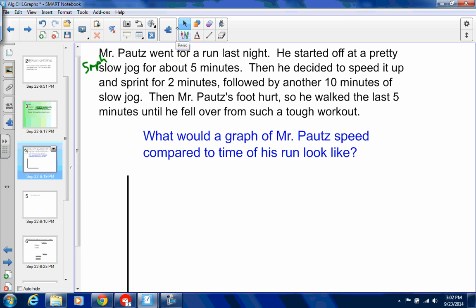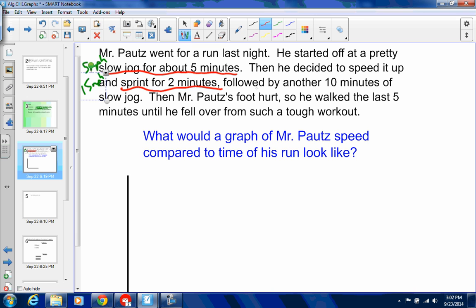Okay, and then you decide to speed it up and sprint for 2 minutes. So again, I'm going to underline the really important things here. Slow jog 5 miles per hour for 5 minutes. Then you just decide to speed it up and sprint for 2 minutes. And we'll say that goes up to about 15 miles per hour.